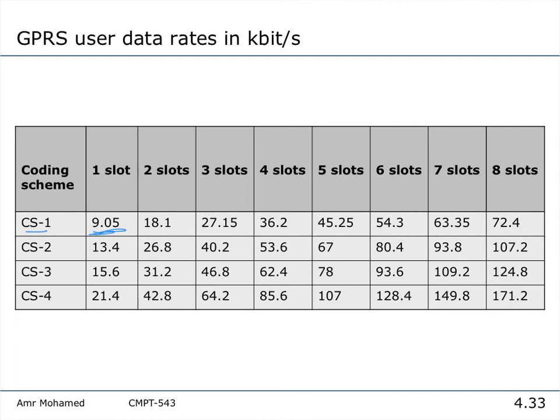So one of the allocated resources that the base station can perform is the coding scheme. What does coding scheme mean? Remember we talked about forward error correction, or if you add to the data bits, if you add some redundant bits, you can correct the errors when they happen. Not only can you detect the error, you can correct it.